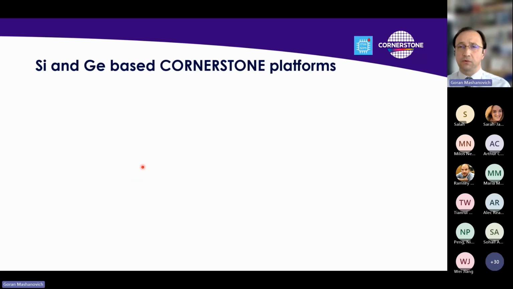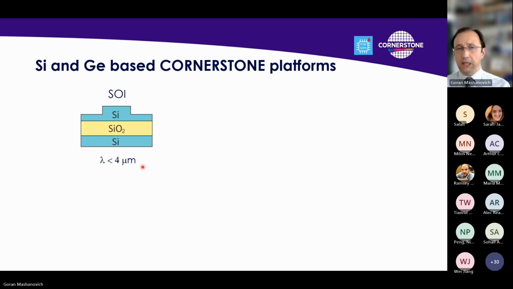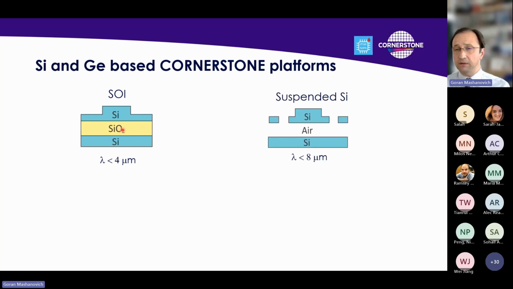And in the Cornerstone MPWs, we offer 3 platforms. That's 500 nanometer SOI, and you can use this platform up to 4 microns, because beyond 4 microns, oxide becomes very lossy. Then we can suspend this silicon, so remove silicon dioxide and get suspended silicon. So that will enable us to explore the entire transparency range of silicon, which is up to almost 8 microns.